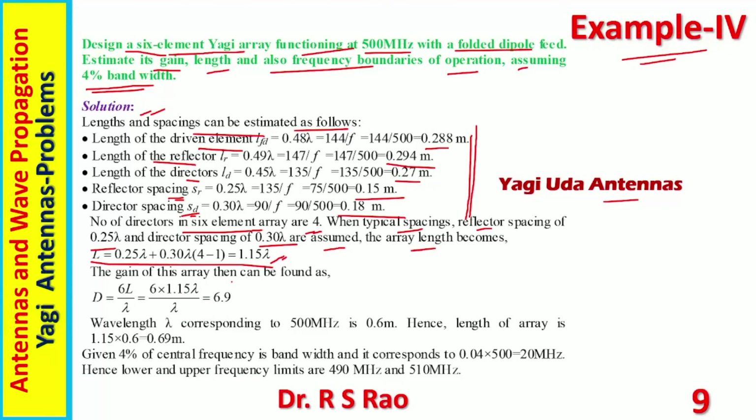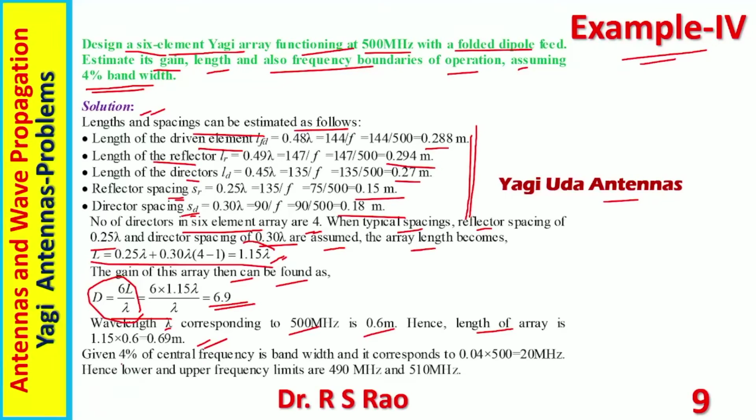The gain of this array can be found from this formula, D equal to 6L by lambda. This is also a standard one we have used in the previous problems. Substituting the value of L in this expression, we get D as 6.9. Wavelength lambda corresponding to 500 megahertz is 0.6 meters. Hence, length of array is 1.15 into 0.6 equal to 0.69 meters.